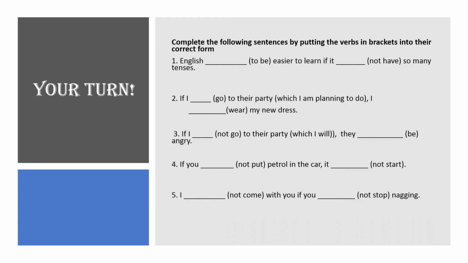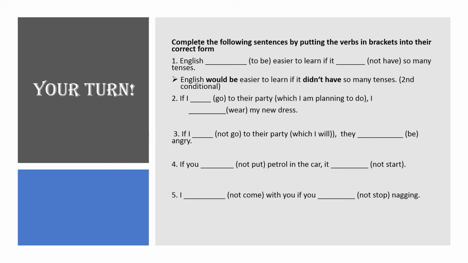So what would this mean in German? Englisch wäre einfacher zu lernen, wenn es nicht so viele Zeiten hätte. So, since English does have so many tenses, it shows that this is an unlikely situation or something that the speaker knows is not true. So we need the second conditional. English would be easier to learn if it didn't have so many tenses.